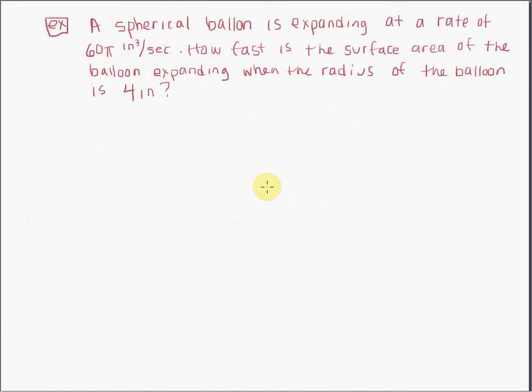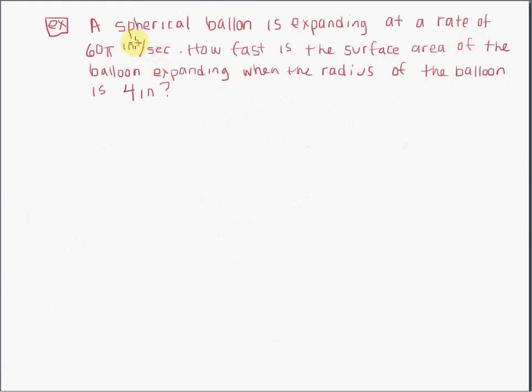So let's go through this example and try and point out some of the steps that we're going to take when solving these problems. It is basically the same steps, but you do have to come up with your own equation. So, let's go through. The first thing, let's read the problem. A spherical balloon is expanding at a rate of 60 pi inches cubed per second.